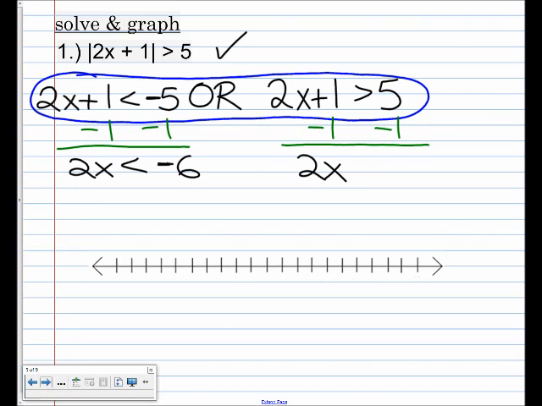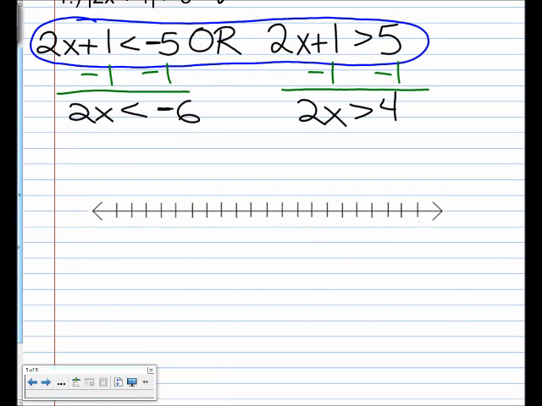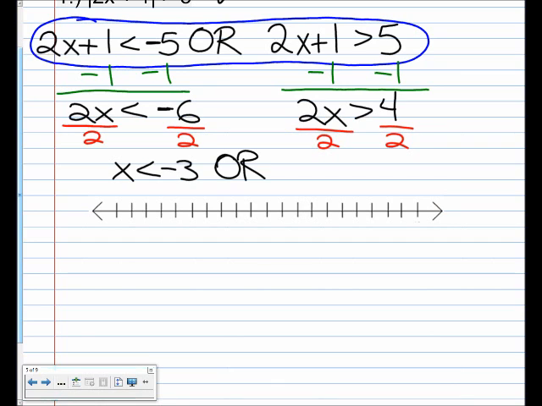And 2x is greater than positive 4. The last step to get rid of that 2, divide everything by 2. Both of these sides, by the way. All right, so we end up having x is less than negative 3, or x is greater than 2. Now that is the first piece of the answer, because I will graph.